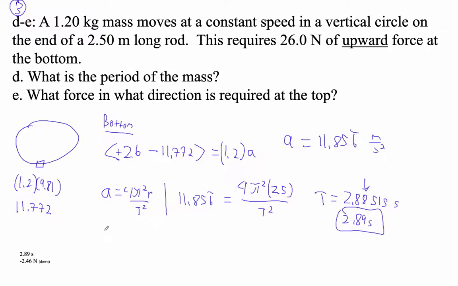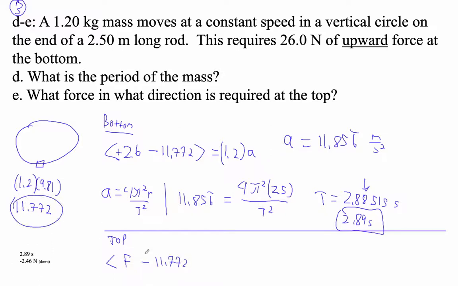Okay, so let's see. What force is required at the top? We know it's going to be a downward force because it's a bigger acceleration than gravity. So at the top, we've got some unknown force minus 11.77. That's just the weight, the force of gravity. It's always down. That equals 1.2 times the acceleration, only we have to make it negative. At the top, remember we're accelerating toward the center, so the acceleration is negative.